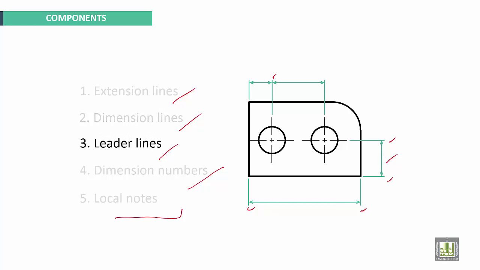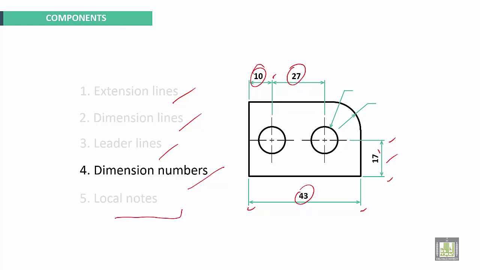Leader line, this is used for arcs and circles. It is called leader lines. Here too, for this arc, for this fillet. Okay. Dimension numbers, all numbers here.